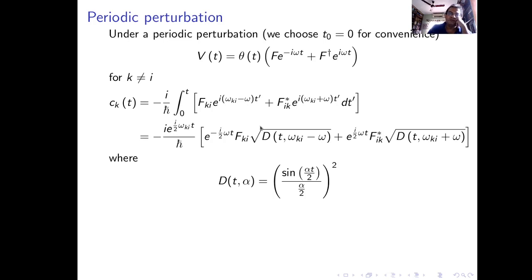And we wrote this down as square root of this function, which is of course the square of that. This is d_t alpha. We write it in this particular fashion because the d_t alpha function is going to play an immensely important role in the calculation of the probability of transition to the kth state.